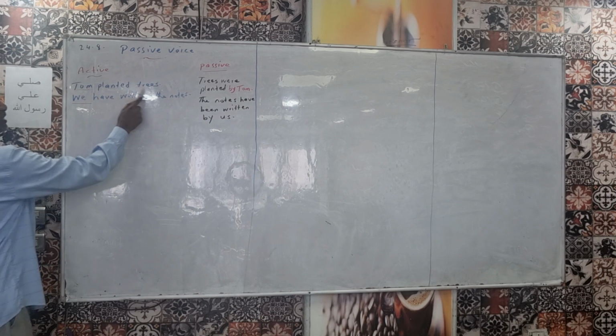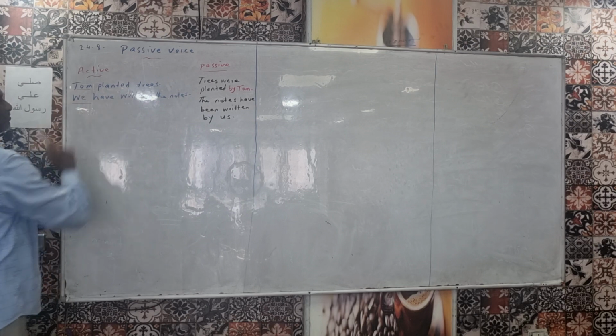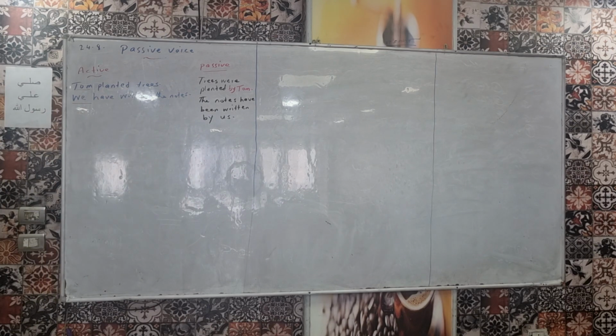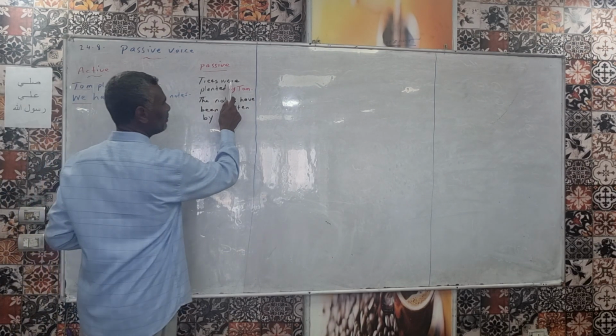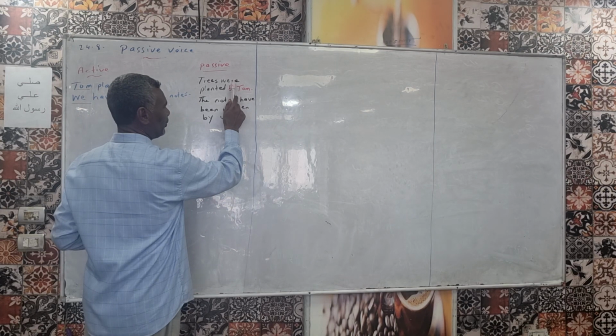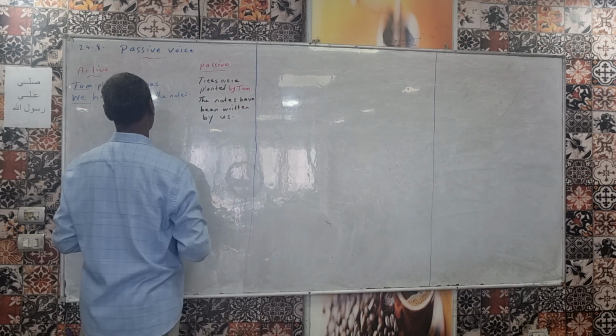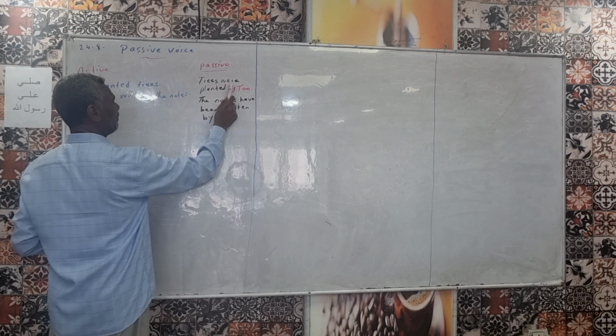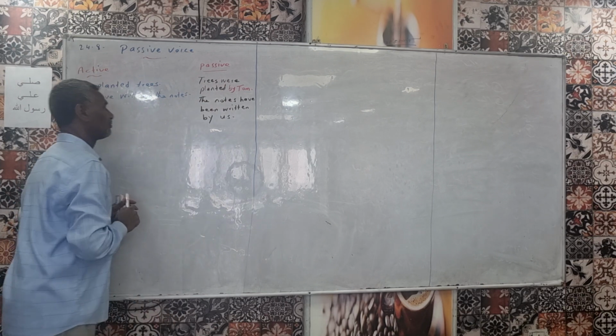Tom planted trees. Planted. What is it? Past simple case. The helping verb here indicates the past: were. Why did we use were? Because trees is plural.